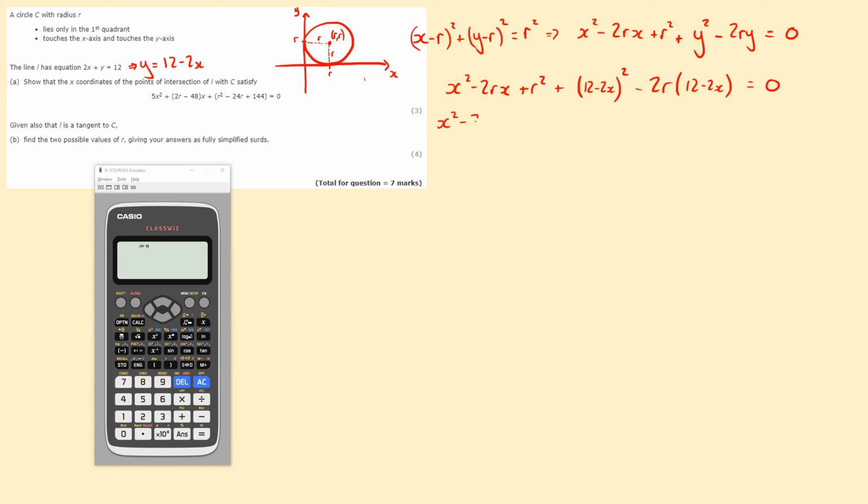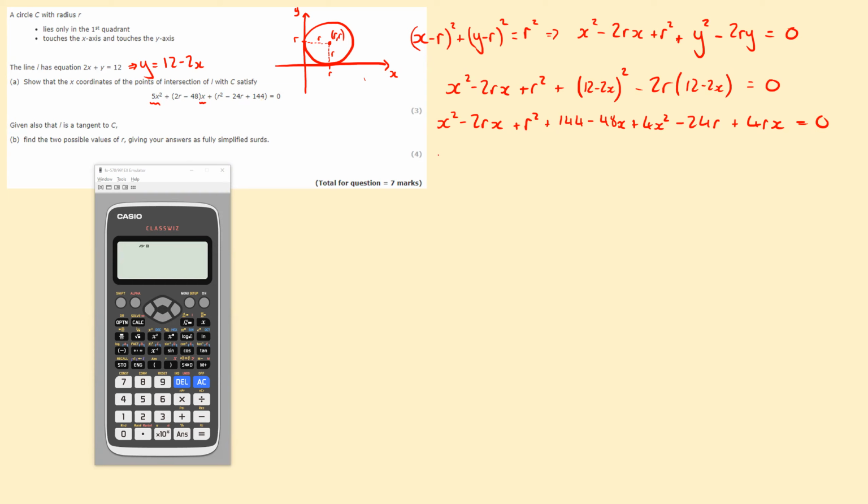I'm not going to be quite as lazy as I normally would be. I'm going to expand this properly. So I get 144 minus 48x plus 4x squared. Minus 2r times 12 is going to be minus 24r, and then minus times minus is plus 4rx, and that's equal to 0. The big thing to do here is to gather together all your x squareds, all your x's, and all your constants separately. So that's what I'm going to focus on here.